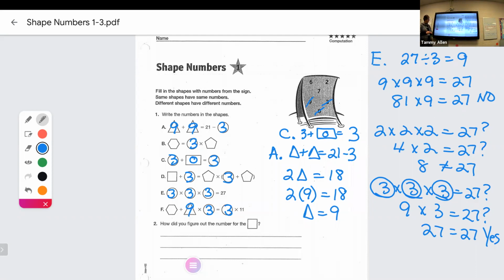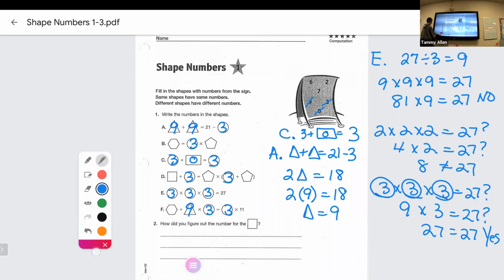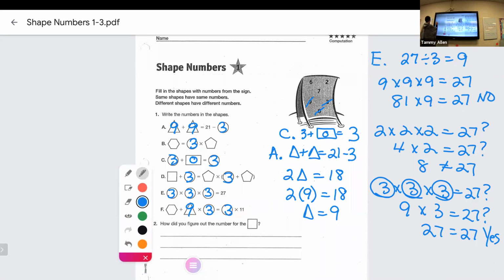Where would you like to go next? Ava? F, she says. F. F says if we have the hexagon plus 9 times 3, it equals 3 times 11.